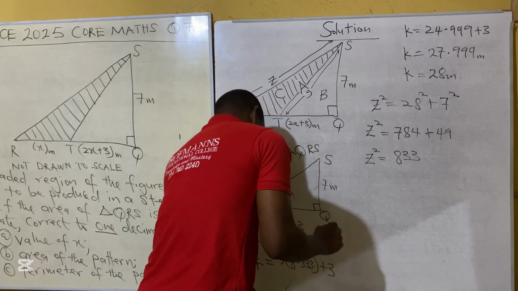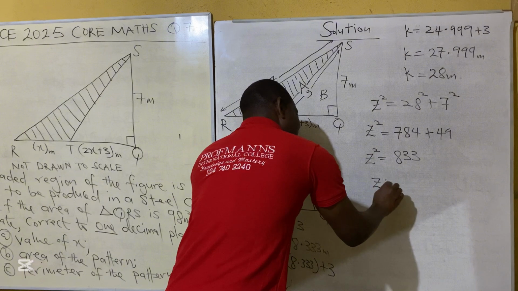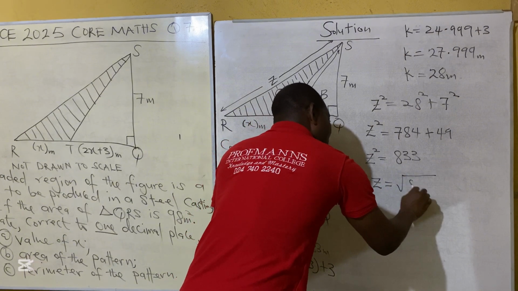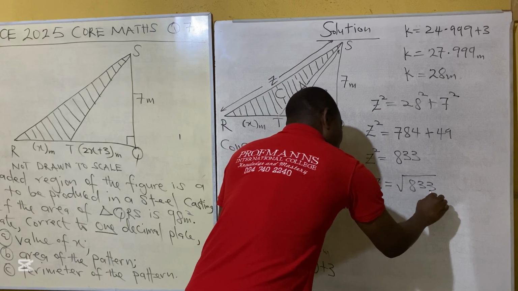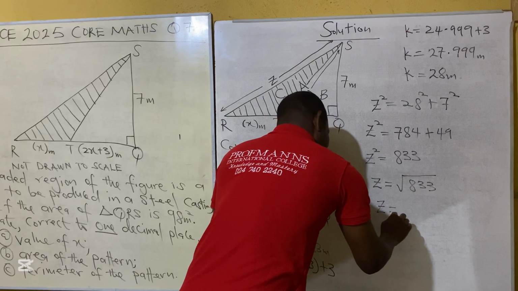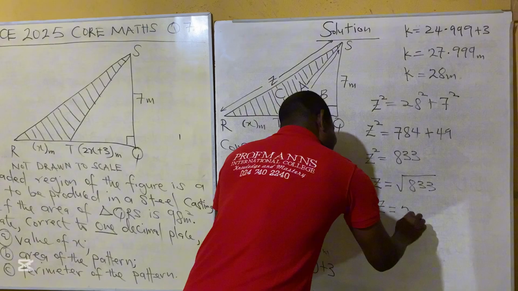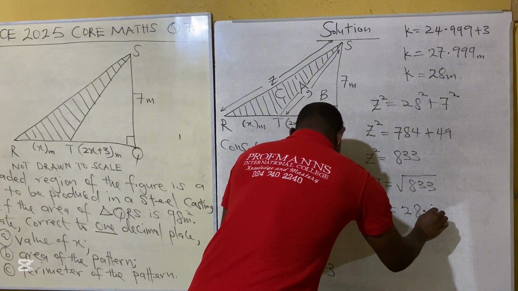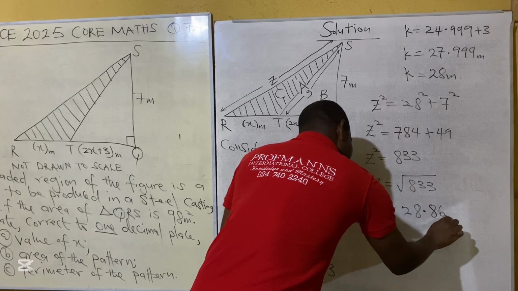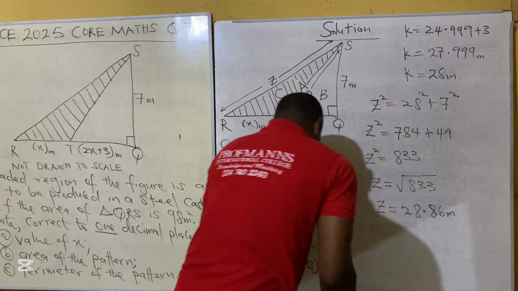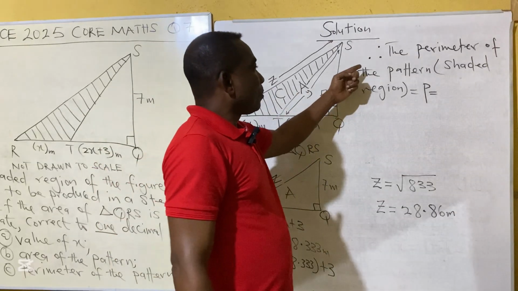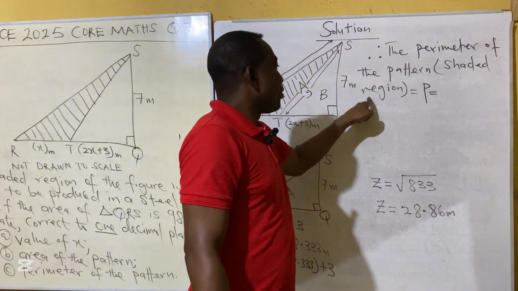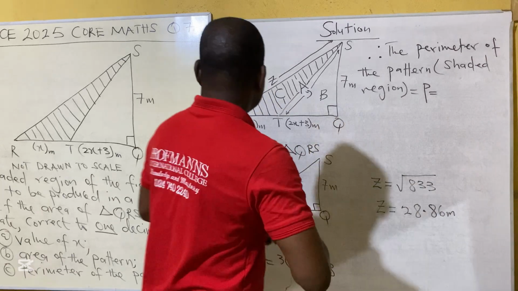Z squared, when we add, gives us 833. We find the square root of both sides, and z is equal to the square root of 833. So z is equal to 28.86 meters.